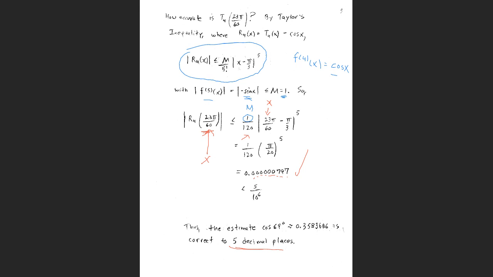And actually, if you compare our estimate to what you get on the TI-83 calculator, there is agreement in 5 decimal places. Absolutely amazing.